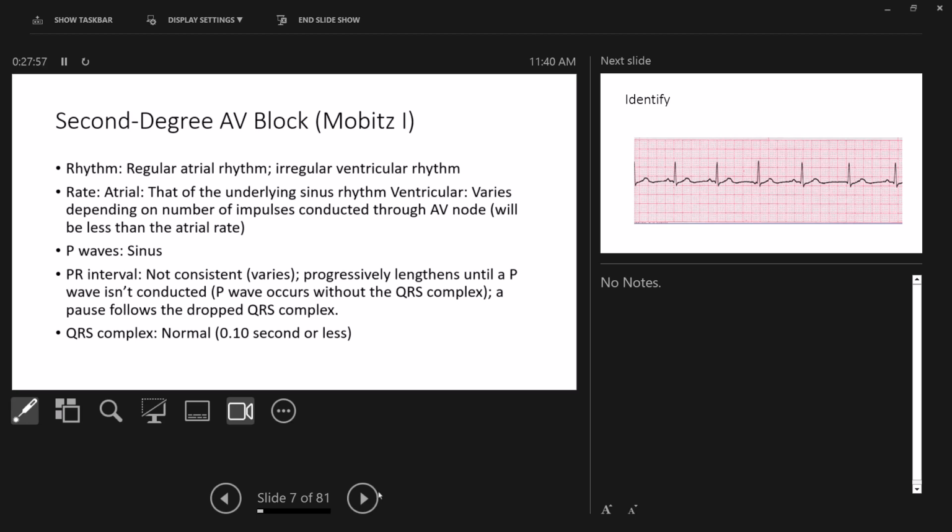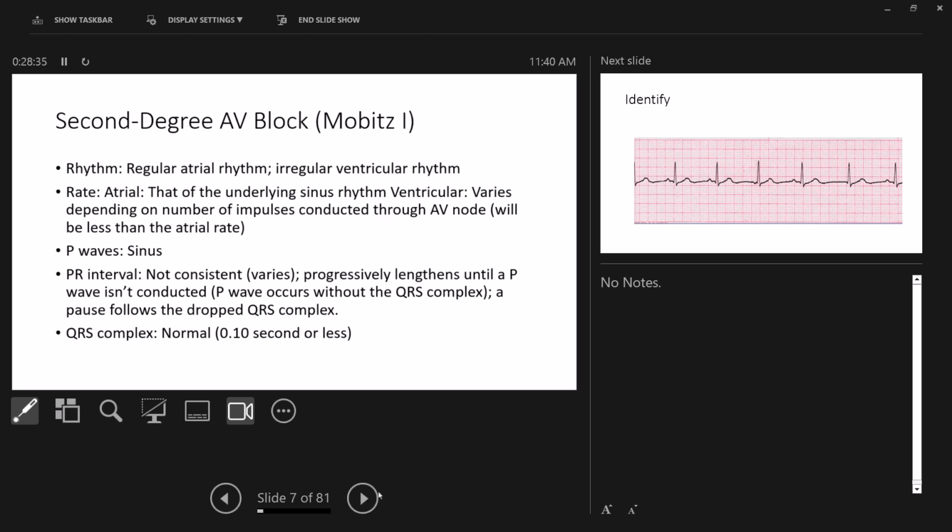We see the exact same thing with a second degree type 2. What happens in a second degree type 2 as far as the PR interval is concerned? Consistent. And what else? So the PR interval is consistent. It could be long or it could be normal. What else happens? There's a dropped QRS. So with first degree block, second degree type 2, that's where we see consistent PR, consistent PR, consistent PR, P, no QRS.